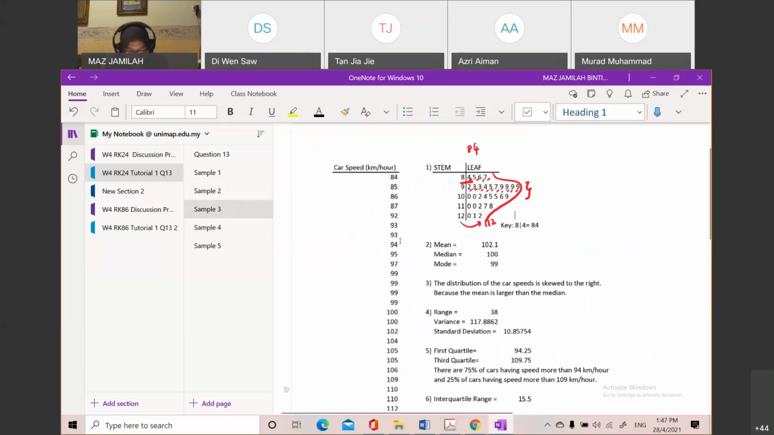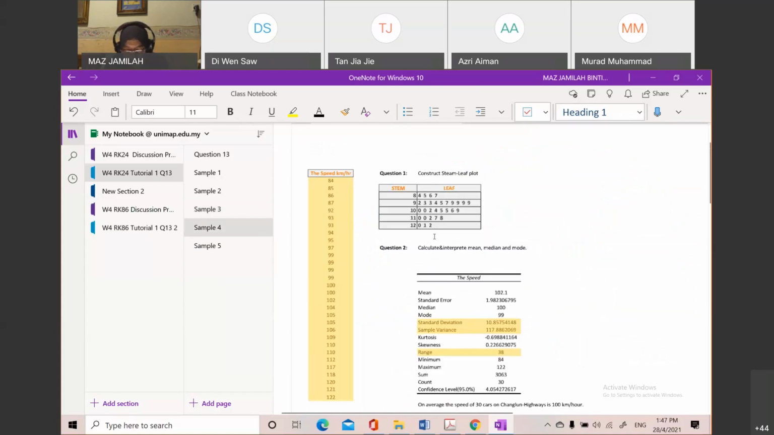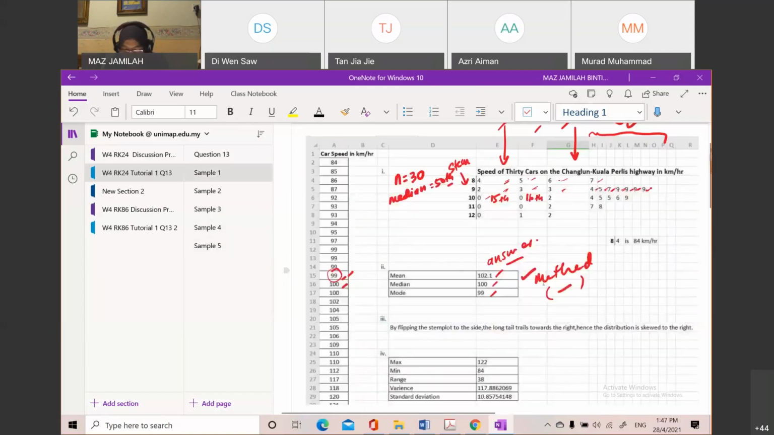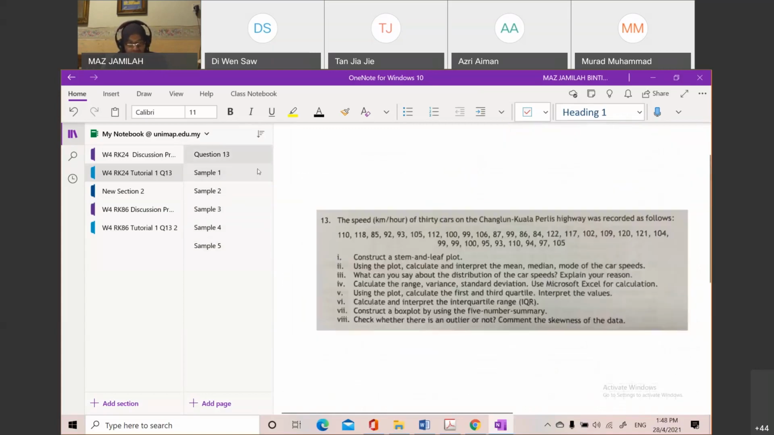Almost the same with the second sample. Third sample, median is 100, mode is 99, the same. Sample 5, the same. Sample 1, also the same. So I guess the stem plot is the one that is wrongly plotted. Okay. Now, third question.